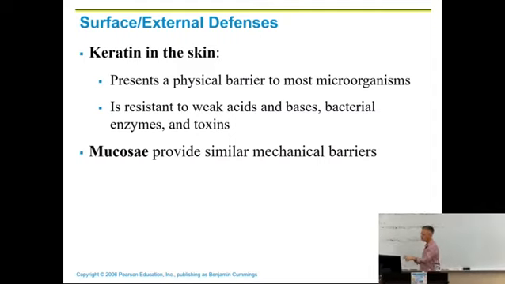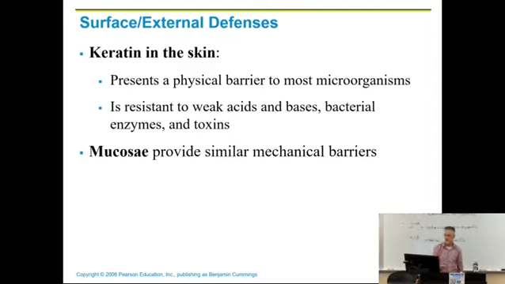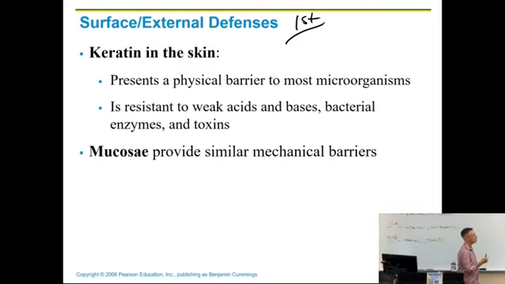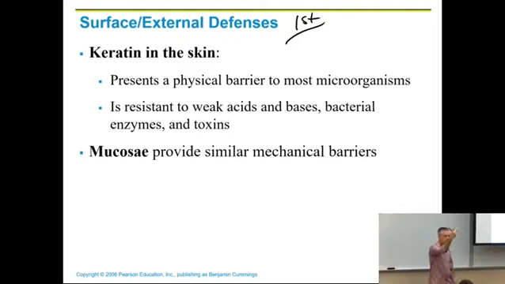All right. So surface external defenses. First, second, third line of defense. Which line? First line of defense. External is going to be first line of defense. So what we're going to be doing here is just reviewing different molecules and cells that contribute to first line of defense, so that we have examples of it.